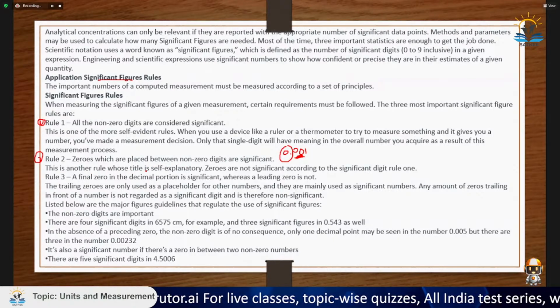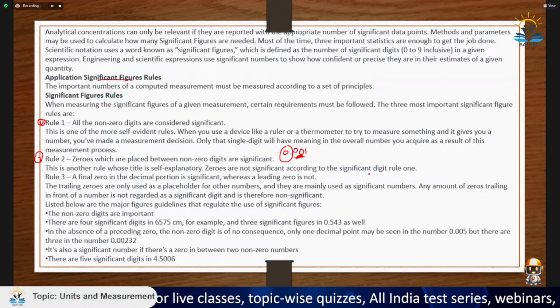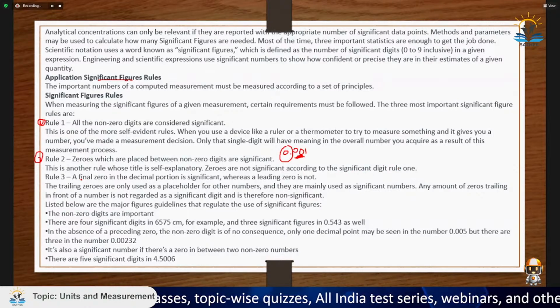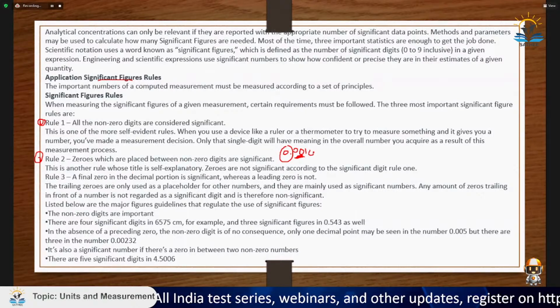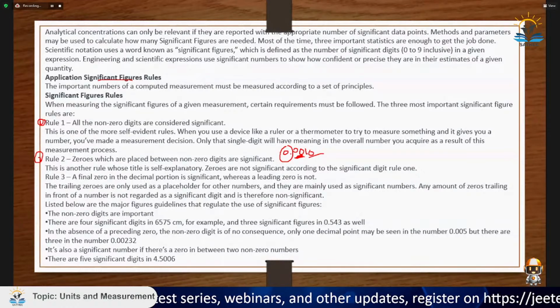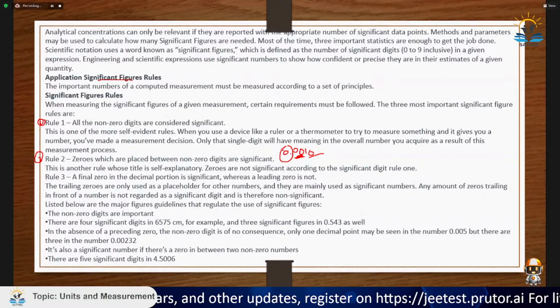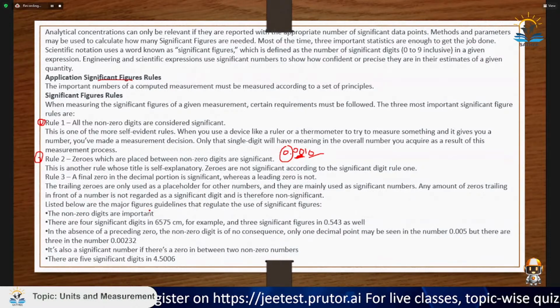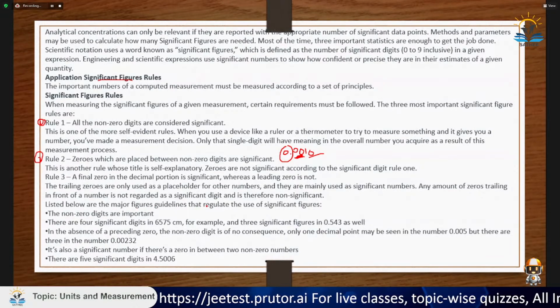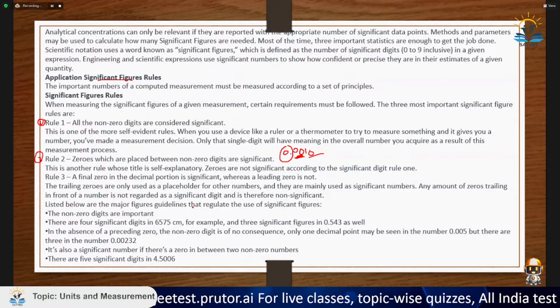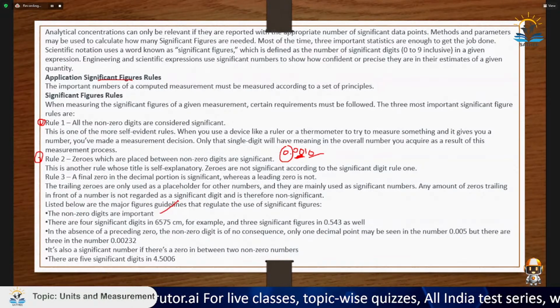This is another rule whose title is self-explanatory. Then rule three: a final zero in the decimal position is significant, whereas a leading zero is not. That is, this zero is not significant, but in 0.0010, this final zero is significant. So a zero coming after the number in a decimal is significant, but the previous zero is not. Any amount of zeros leading in front of a number is not regarded as a significant digit and is therefore non-significant. So listed below are the major guidelines that regulate the use of significant figures. The non-zero digits are important, first of all, because those are significant.